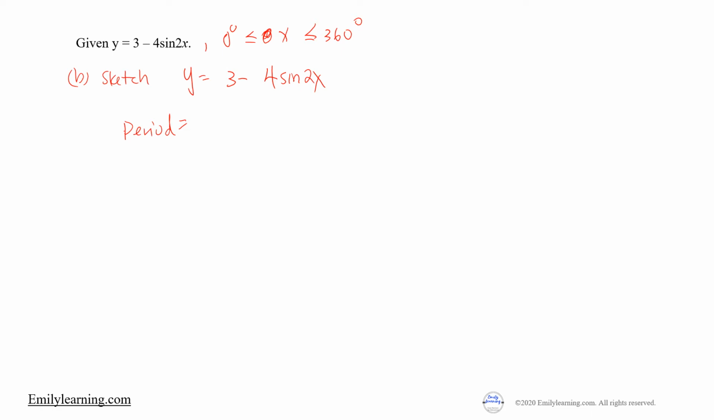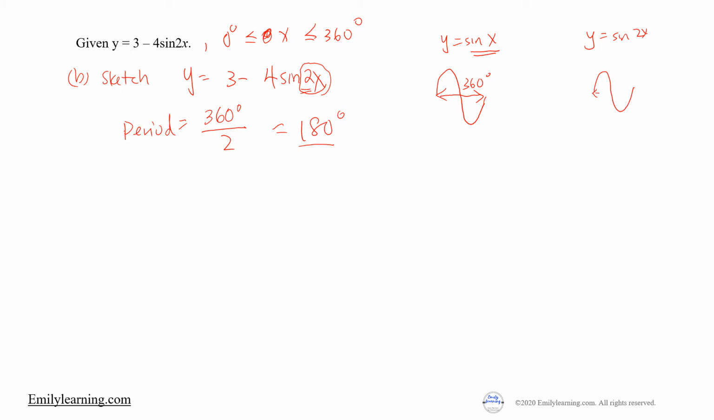To find the period of the graph, we take 360 degrees divided by the coefficient of x. So I know the period of the sine graph is 180 degrees. This means that in 180 degrees, the curve will go through one complete cycle. And this is how a sine curve looks like. So this is y equals sine x, and here to here will be 360 degrees. But when I have y equals sine 2x, one period is 180 degrees. So here to here is 180 degrees.